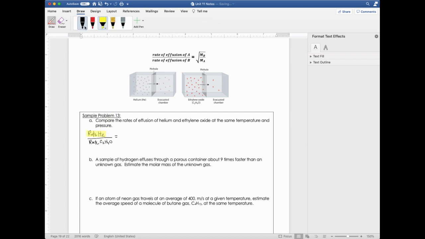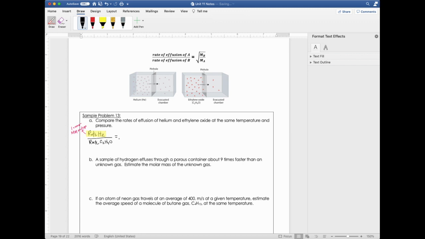Let's make a note of that here. This is just a technique that I usually like to do. We like to put the lower molar mass on top, because you'll see then the lower molar mass goes in the bottom of the second portion, and we get a nice number that's greater than 1. So we're just comparing this fraction right here. How many times faster does helium effuse through that hole than ethylene oxide? Let's set up the second part of this equation.